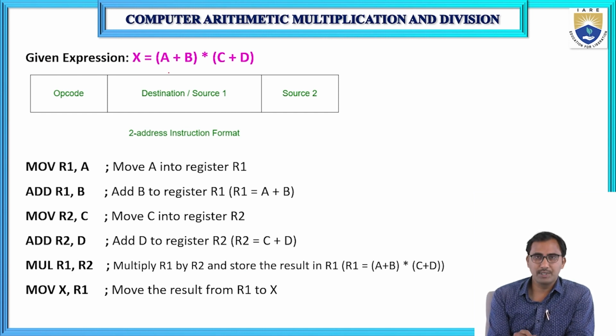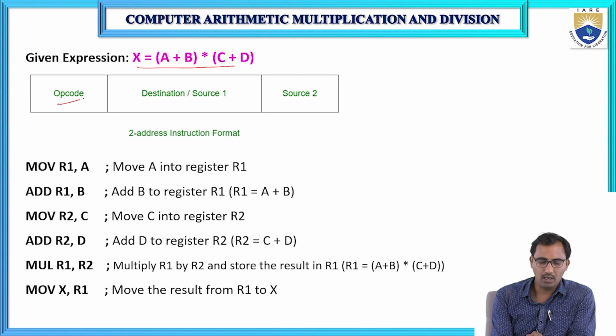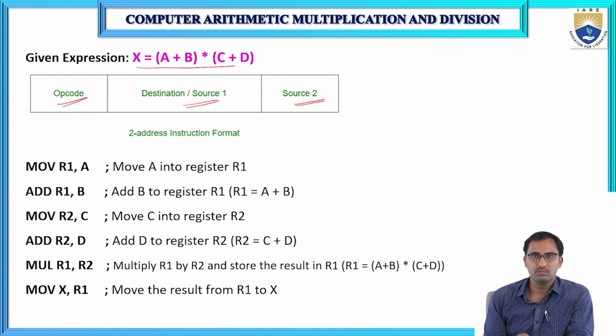So the given expression is x is equal to (a plus b) into (c plus d). This we are going to implement using two address instruction. The format of the two address instruction will be opcode, destination or source 1, and source 2.